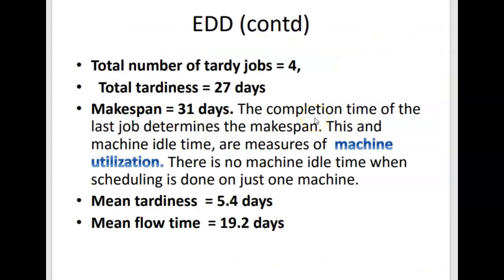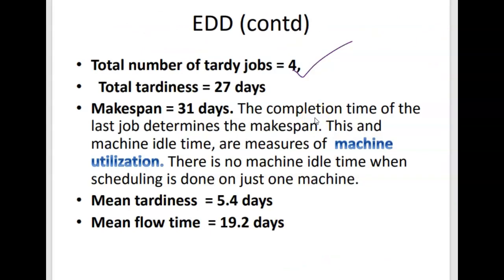Total number of tardy jobs, how many? 4 jobs delayed. Total tardiness, the addition of those 4 jobs, is 27 days. Look at the makespan, the 31 days. That means the completion time of the last job determines the what? The makespan. The completion time of the last job, not the first, not the second, but the last job. That's it.